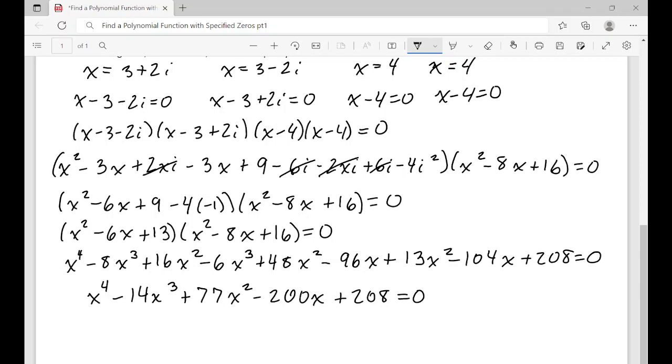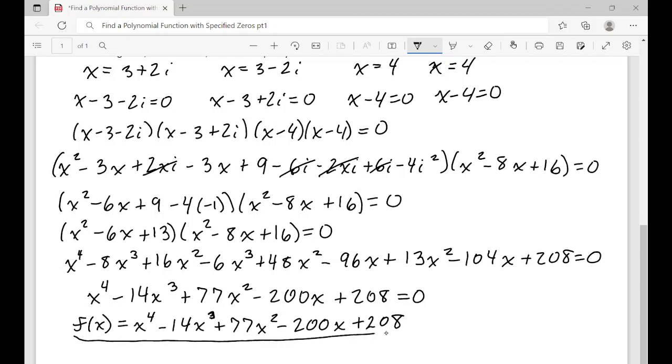And then we're going to turn this into function notation. So f of x equals x to the 4th minus 14x cubed plus 77x squared minus 200x plus 208. And this is the function for the 4 given zeros. Again, a degree 4, so this is a 4th degree.